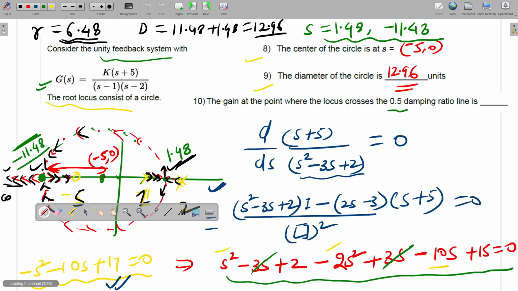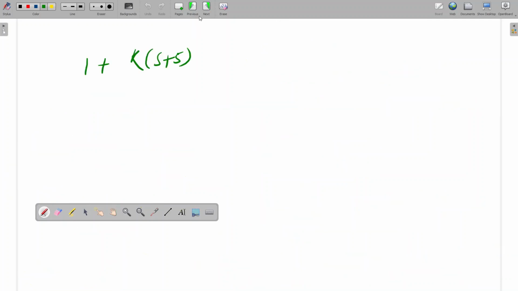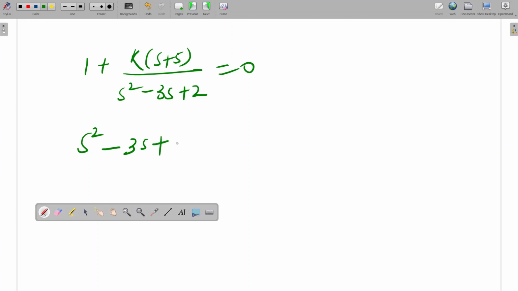Okay, and this is s square minus 2s minus 3s plus 2. s square minus 3s plus 2 equal to 0. So it will be s square minus 3s plus ks plus 7 is equal to 0. Is it correct up to now? We just have to find the value of k for which the damping ratio will be equal to 0.5. Is it correct up to now or are any changes required?